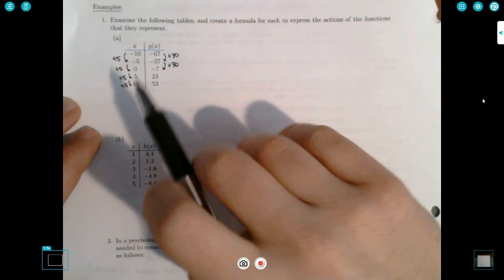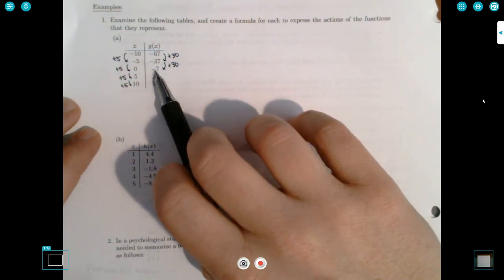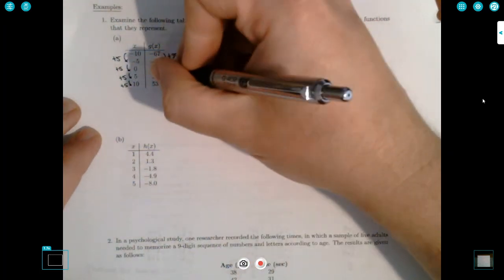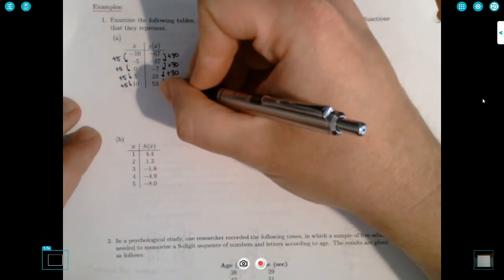To get from negative 7 to 23, well, let's see. If I add negative 7 plus 30, that's the same as 30 minus 7. That is 23, right? So yeah, I'm still adding 30. And if I add 30 again, yep, I'm going to get 53. So it looks like I'm adding 30 each time.